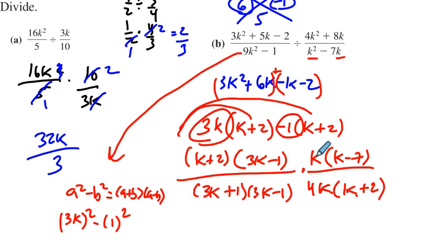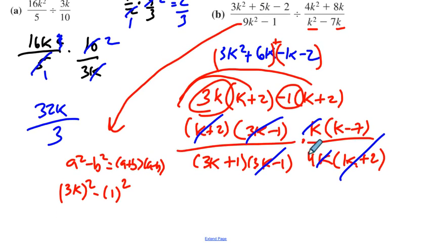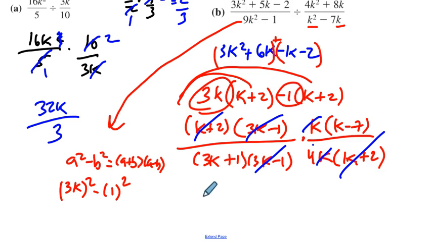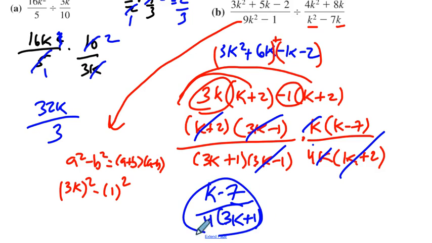All right, get out your math swords. I think that should be it right there. And what we have left then is a k minus 7. K minus 7 on top. And I have my 4 right there. 4 times 3k plus 1. Let me see if I can make that a little better there. There's 1. And there we go.